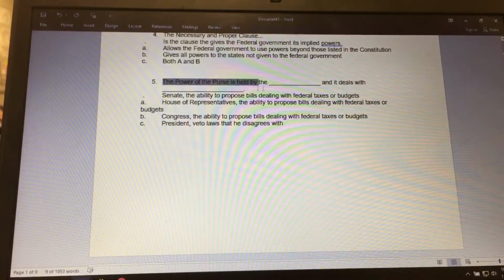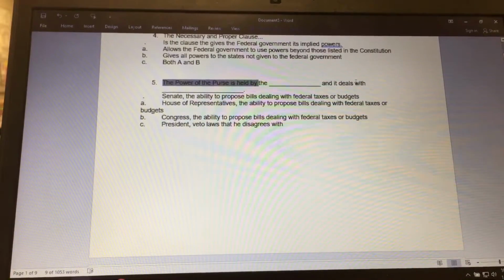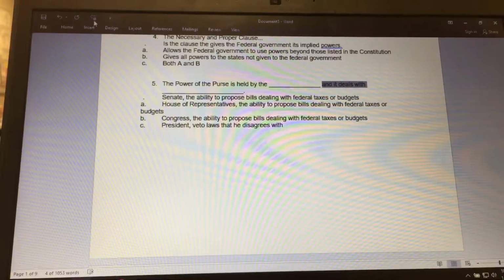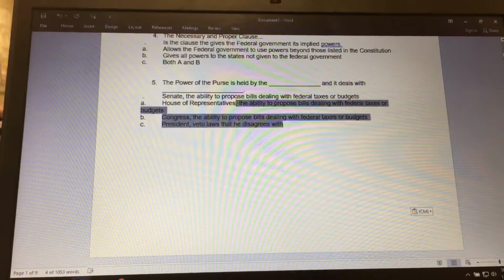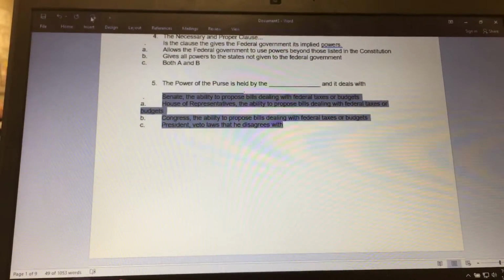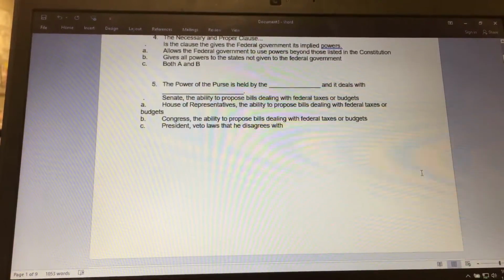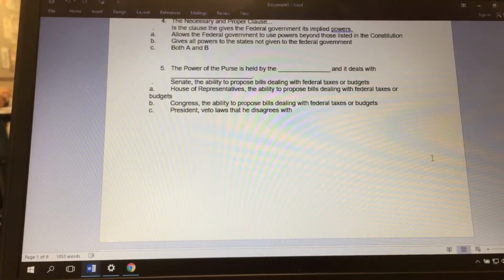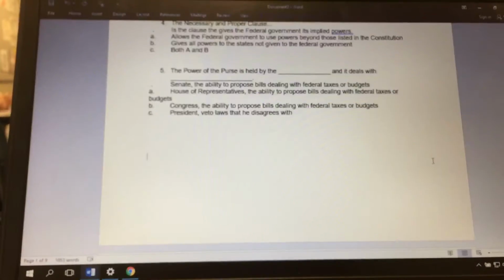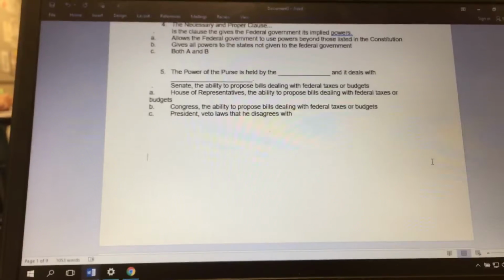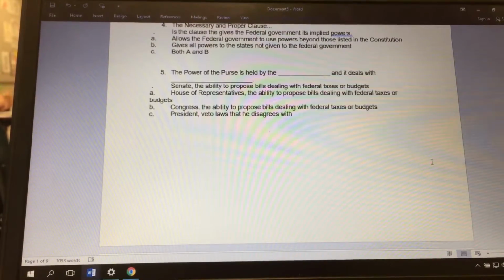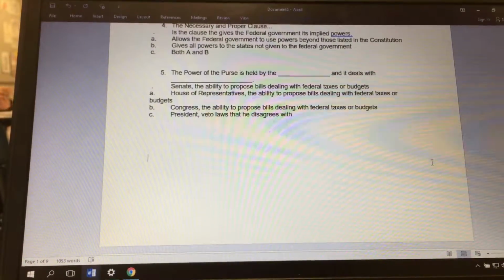The power of the purse is held by, and it deals with. Senate, the ability to propose bills dealing with federal taxes or budgets. House of Representatives, the ability to propose bills dealing with federal taxes or budgets. Congress, the ability to propose bills dealing with federal taxes or budgets. President, veto laws that he disagrees with.